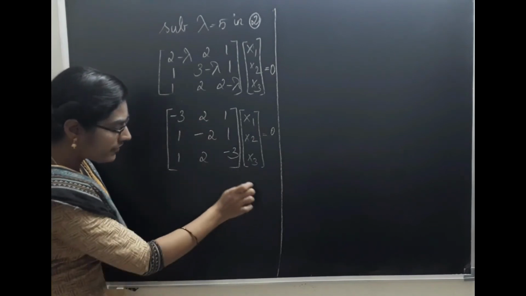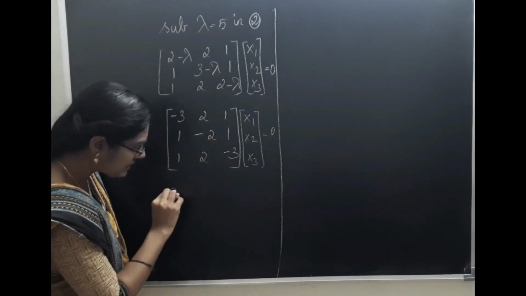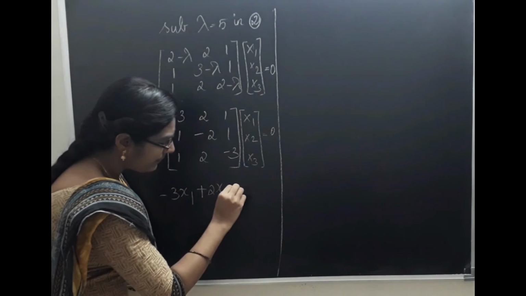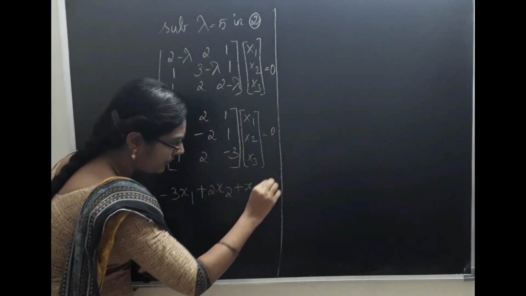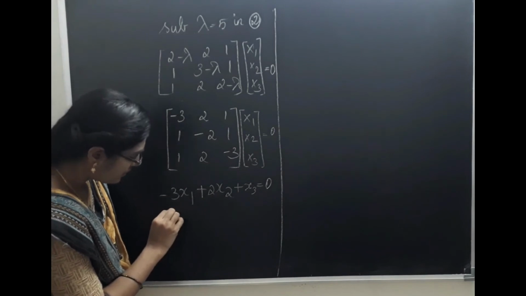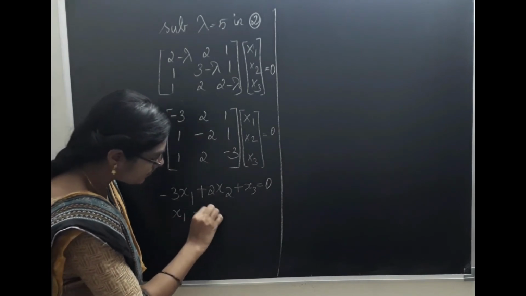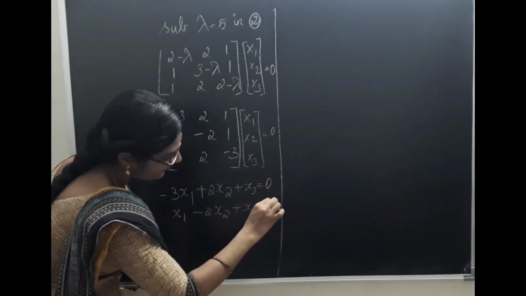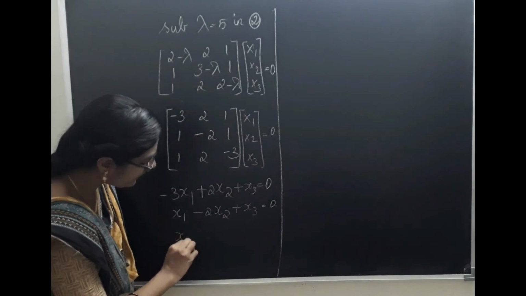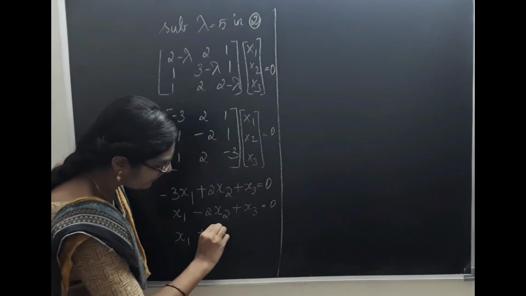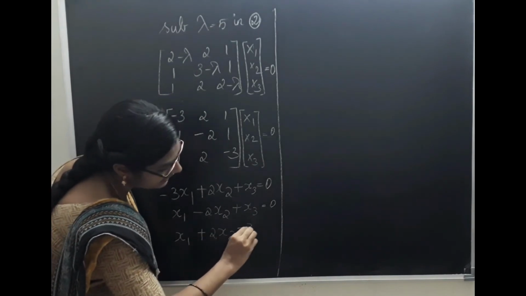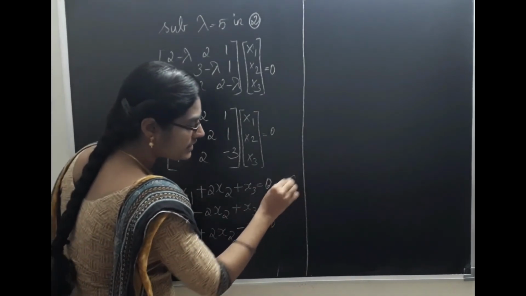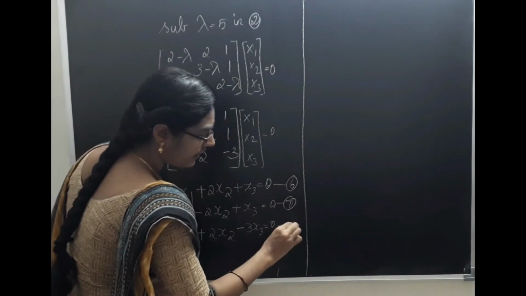Here, multiplying it out, we can write the equations as minus 3x1 plus 2x2 plus x3 equal to 0. Then x1 minus 2x2 plus x3 equal to 0. Then x1 plus 2x2 minus 3x3 equal to 0. Now consider these equations as number 6, number 7 and number 8.